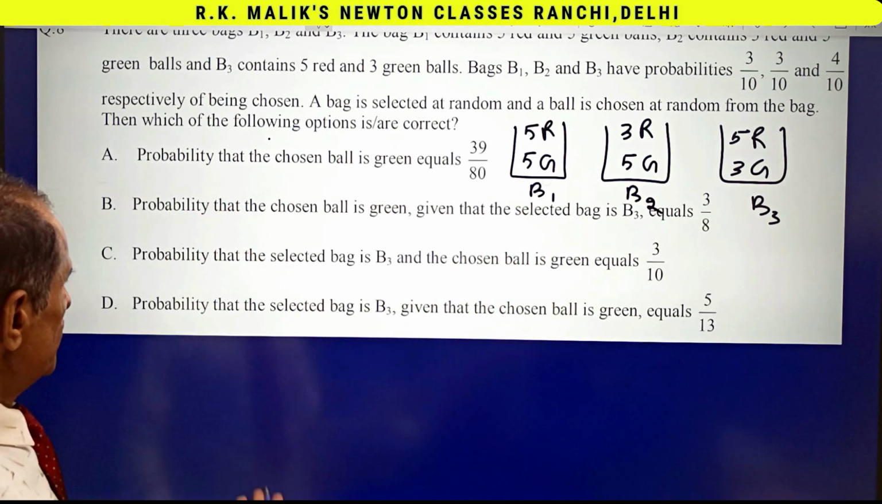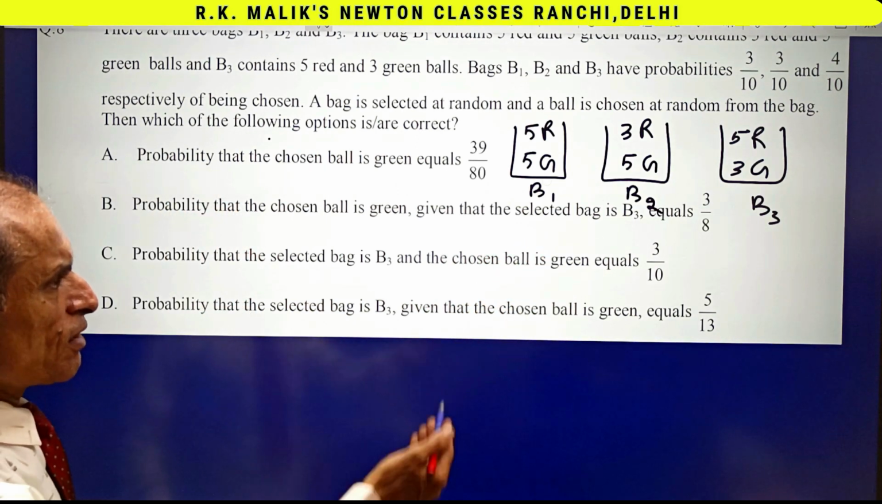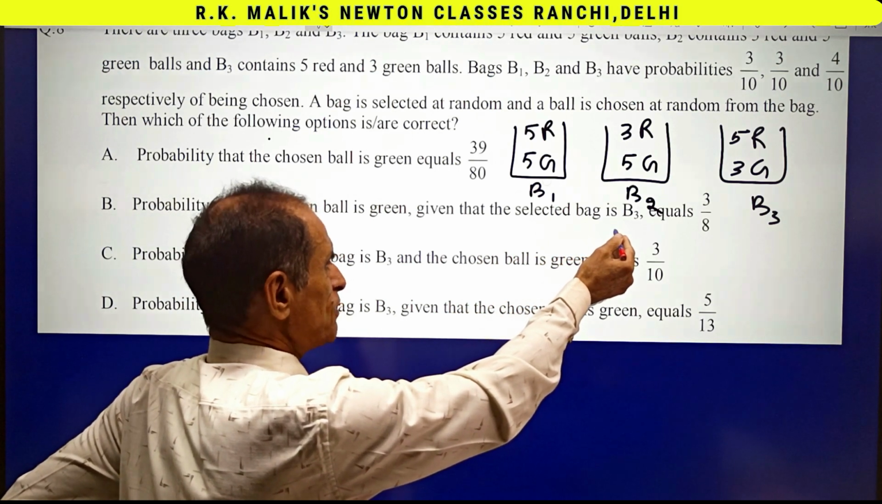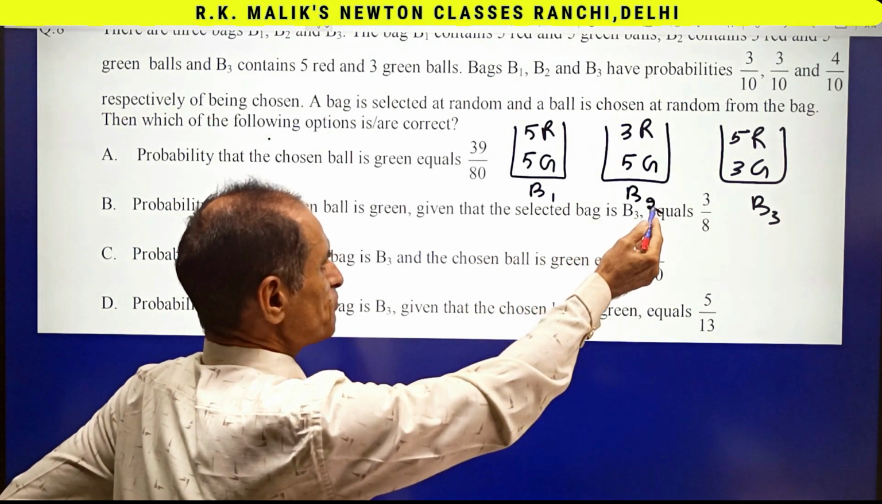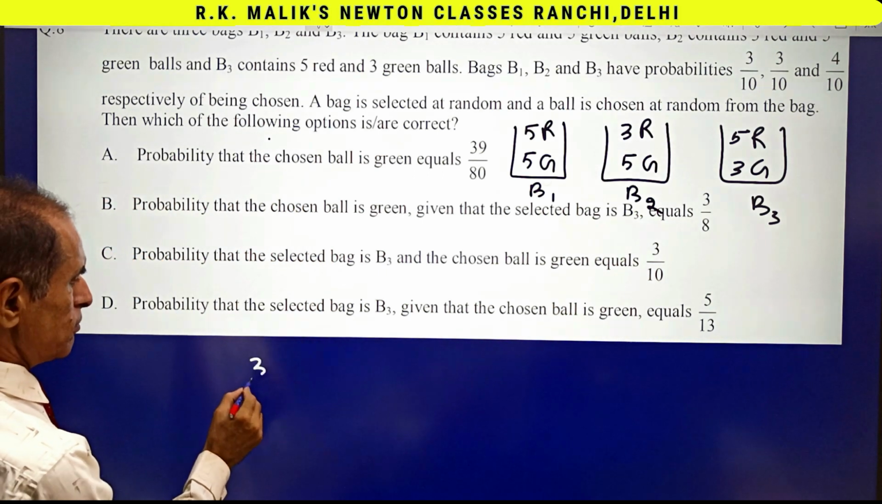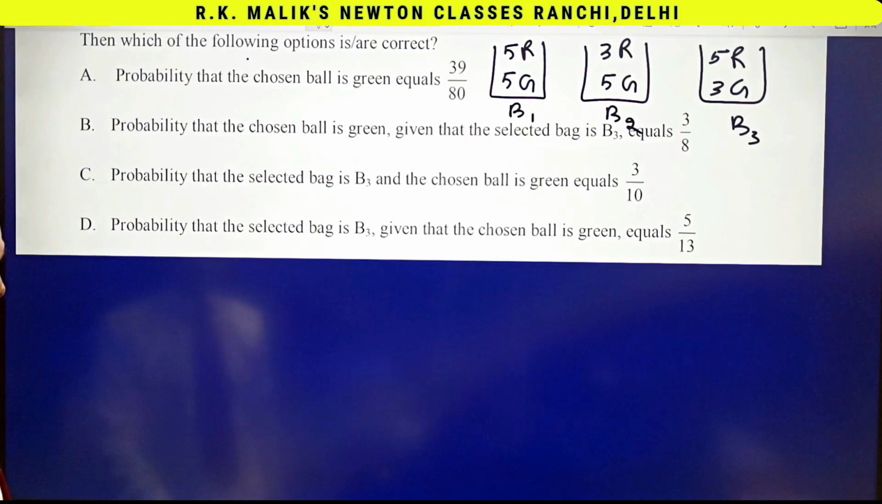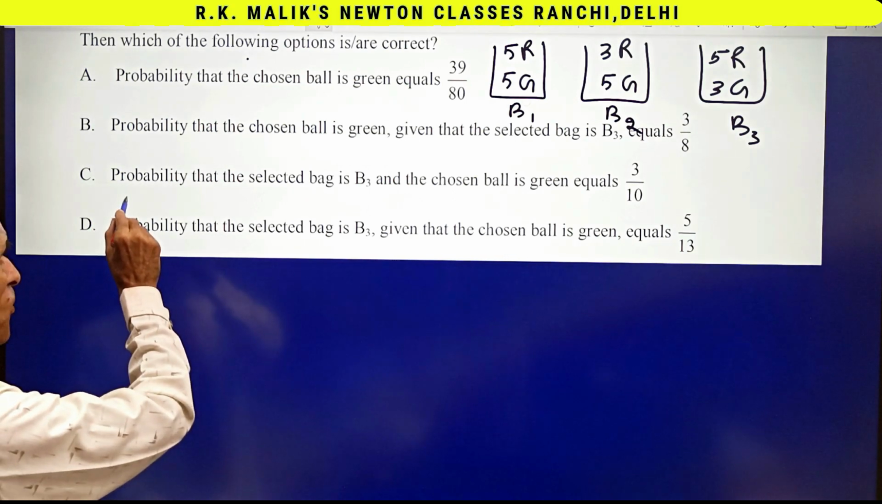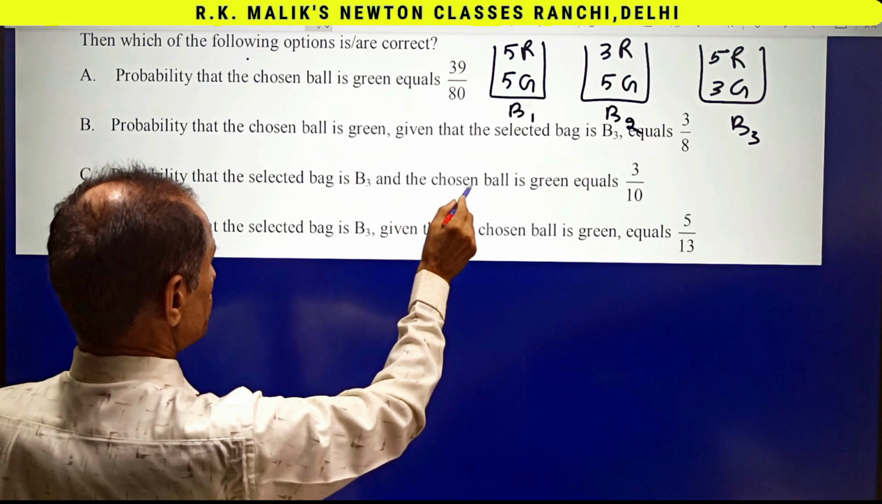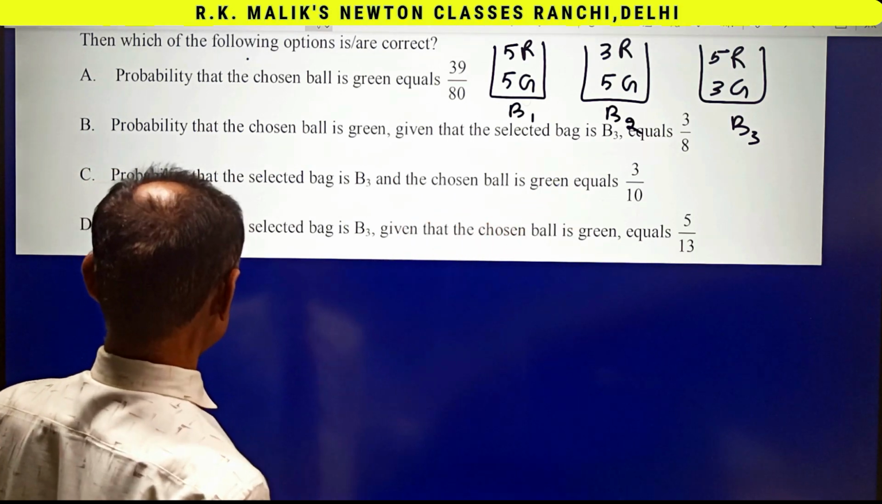It is too easy. When we know that the selected bag is B3, the probability of selecting a green ball will automatically become 3 by 8. And in choice C, he is asking the probability that the selected bag is B3 and the chosen ball is green equals 3 by 10.